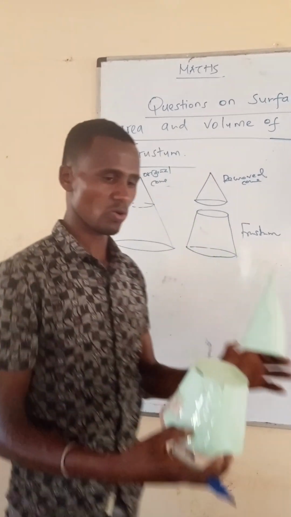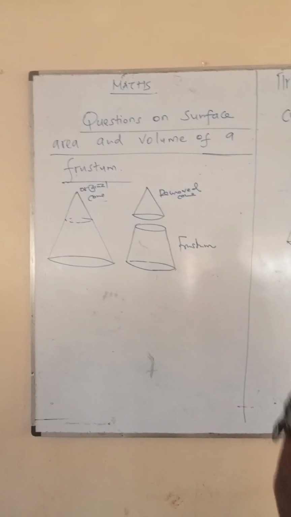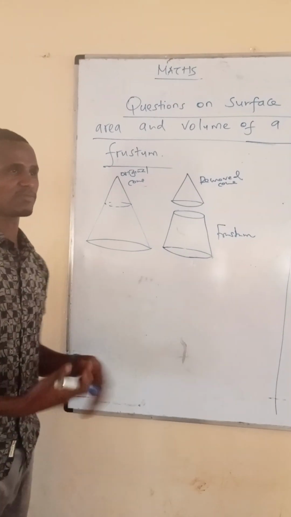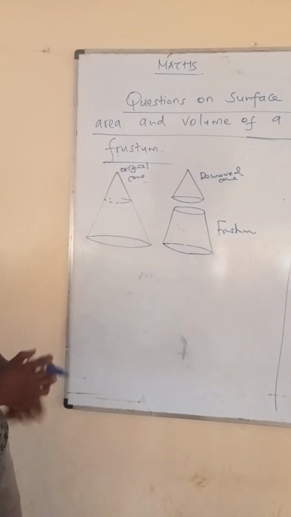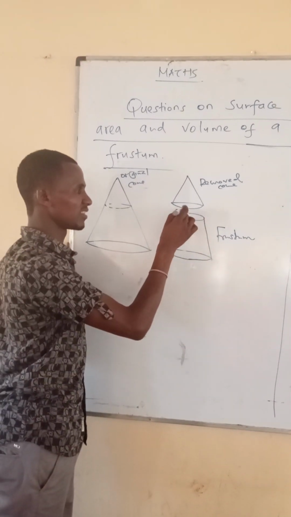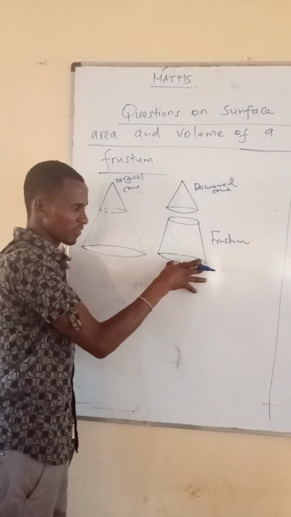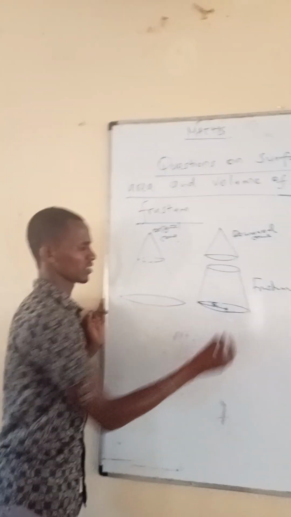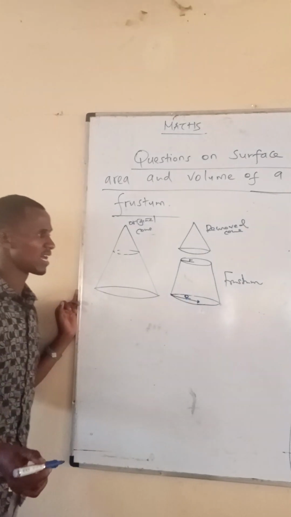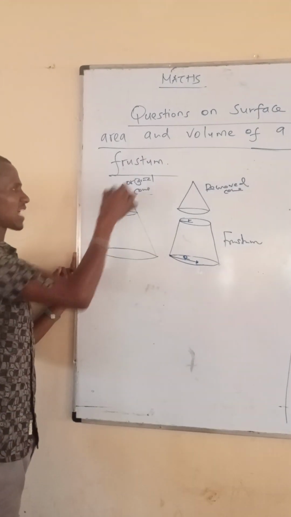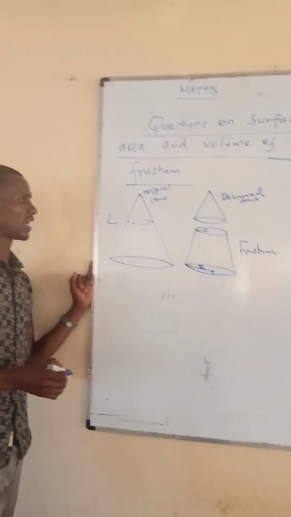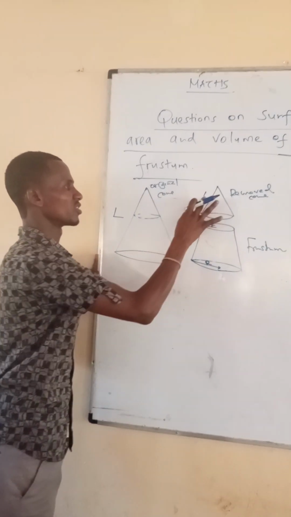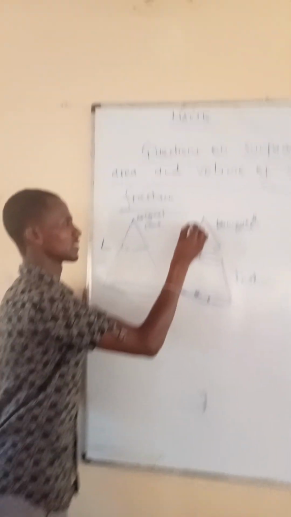So there is something that is very important that I want us to learn. There are some dimensions that will help us to calculate the volume or the surface area of a frustum. You see this circle is different from this. Their radii are different. This is a bigger radius and this is a smaller radius. And also we know that this slant length here, we can denote with L, and this one here, we can denote with a smaller l, like that.